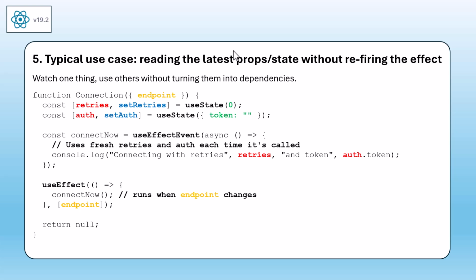Normally, you would have to include those other state values in the dependency list. With the effect event pattern, you wrap the logic that uses those state values in a function, the effect event. When the effect triggers, you pass in the reactive value, the prop you're watching, as an argument to the effect event, and inside the event you access the other state values. The effect only triggers when the prop changes. The inner logic still sees the latest state when it runs, without forcing the effect to run when that state changes.